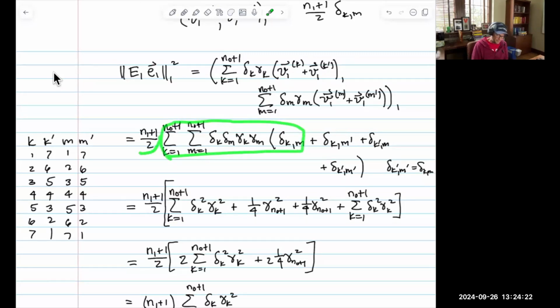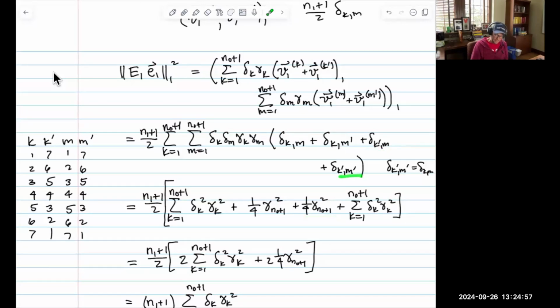And I'm going to pull this guy out. That normalization goes all the way out. What about this one? We said that that's only equal whenever K and M prime are both equal to N0 plus 1. So whenever K and M prime are both equal to N0 plus 1, both of these are going to be equal to a half, so that becomes a fourth when I multiply those together. And these guys combine together to give gamma N0 plus 1 squared. The same thing happens for this guy.